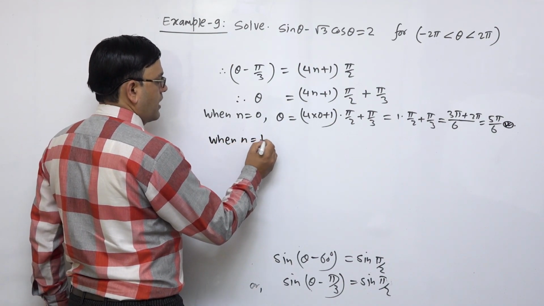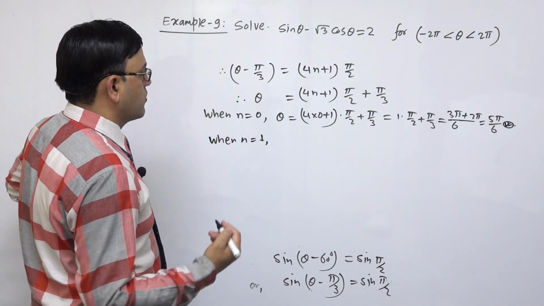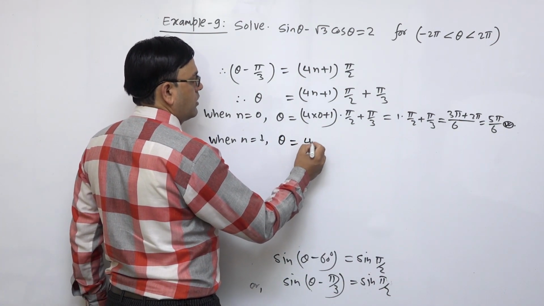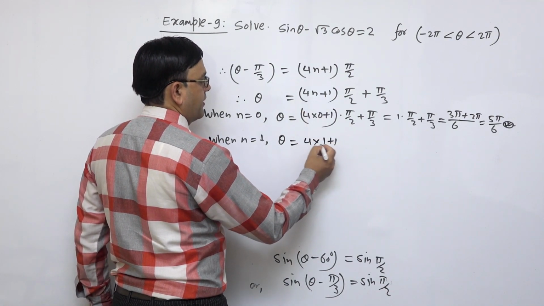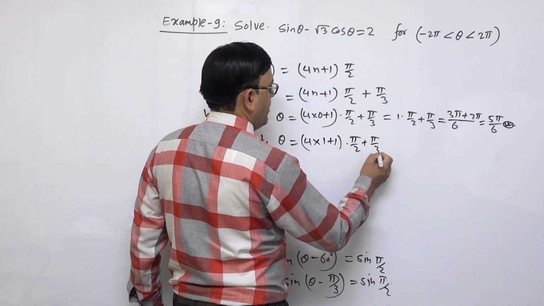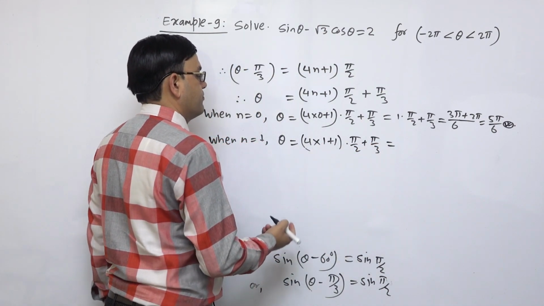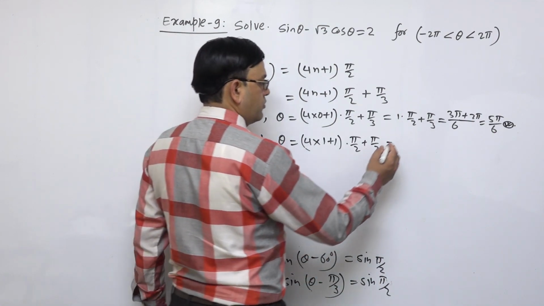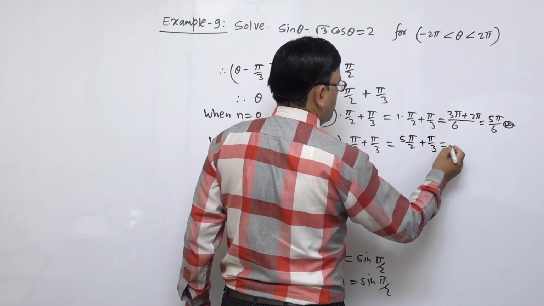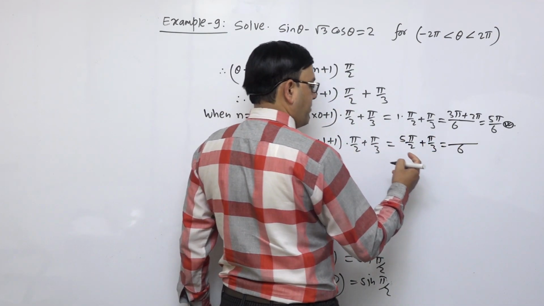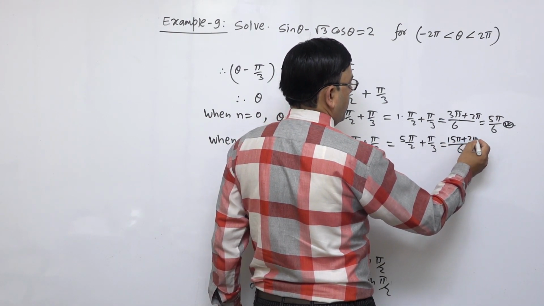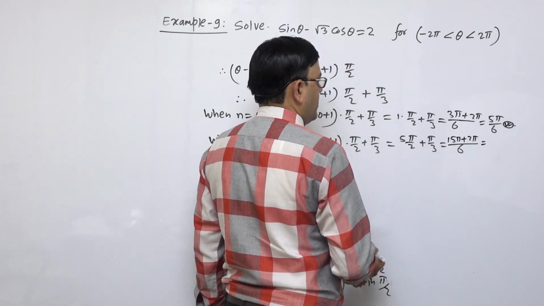n is equal to 1, we have to test whether it lies inside our interval or not. Therefore theta is equal to 4 times 1 plus 1 times pi by 2 plus pi by 3. This is equal to 4 times 1 is 4 plus 1 is 5. So we have 5 pi by 2 plus pi by 3. By taking LCM 6, we have 5 times 3 is 15 pi plus 2 pi. So it is 17 pi.